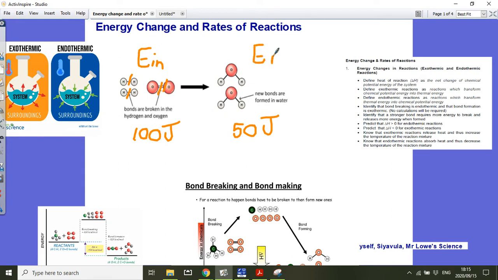So if I think about the environment, it gave 100 joules to break these bonds. So that's what went in. And it only got out 50 joules from the chemicals. So now I've given in 100, I'm only getting out 50. So that means the surroundings, the environment, lost 50 joules of energy.